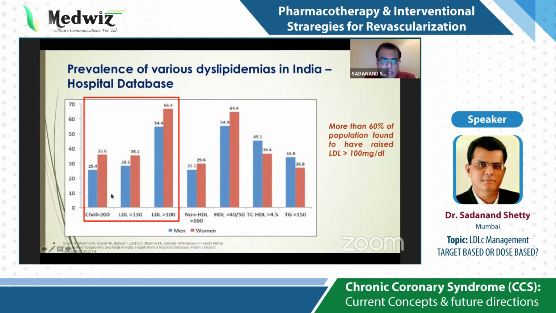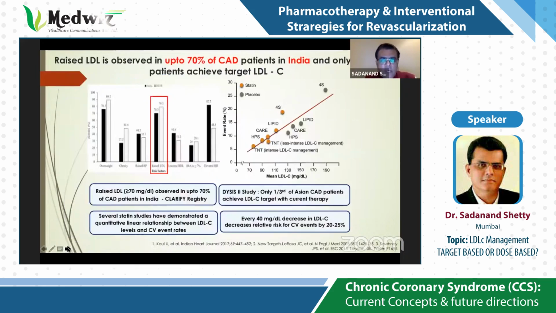Now, when you see the prevalence of various dyslipidemias in India, this is one study from a hospital database looking at various factors. If you see here, LDL more than 100 milligram, nearly 60% or more of the population have LDL more than 100. Of course, we have different types of dyslipidemia, unlike the Western dyslipidemia, like we have high triglycerides, we have low HDLC, we have isolated lipid patterns, etc.